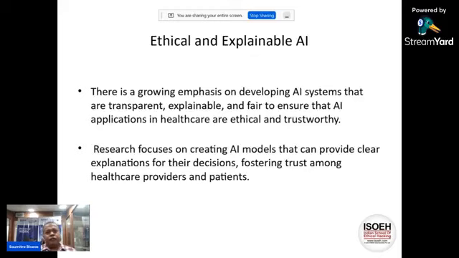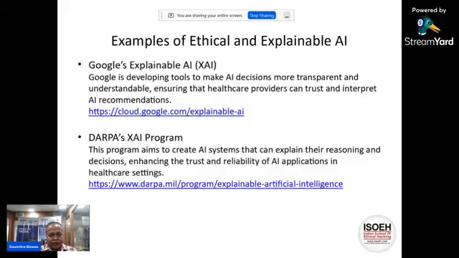But should we forget about it? Should we discard it just because there can be some ethical problems and bias related problems regarding this AI healthcare? No. Google's explainable AI and DARPA's XAI programs, they give a guideline of how we can create healthcare systems that are more transparent, biasless, and explainable to everyone.